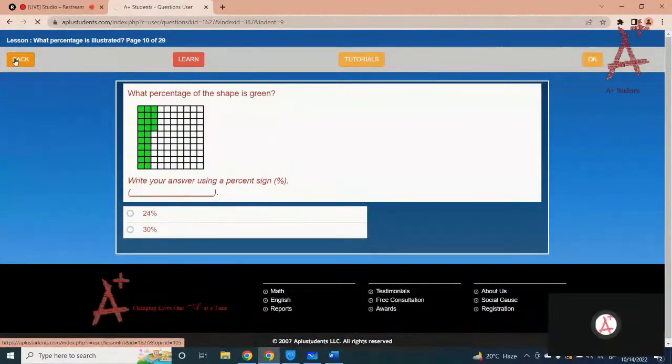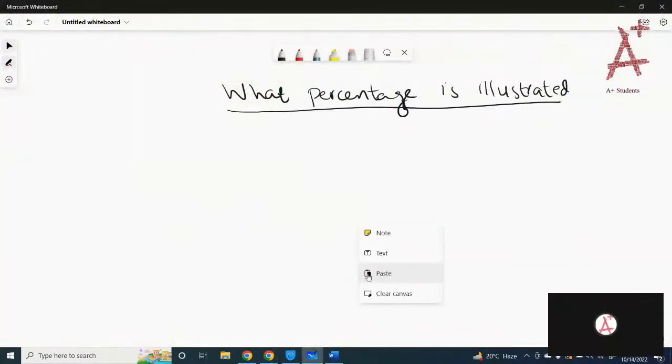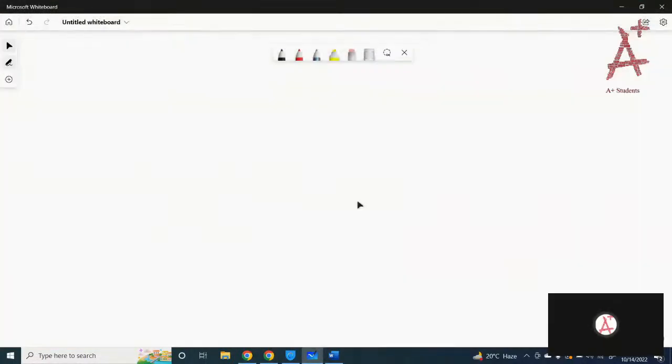If you need more help with the topic, you can contact any tutor on Skype. They are available from Monday to Friday, 5 to 9. Got it? So let's start with the next topic. The next topic is scale drawings.